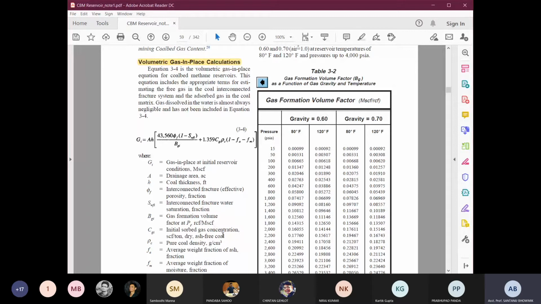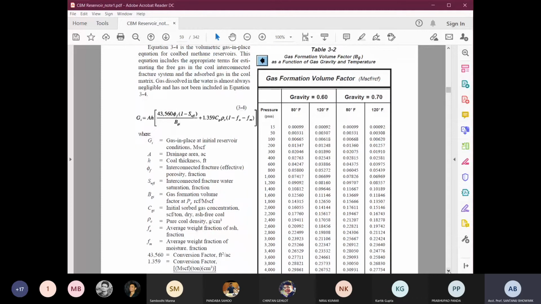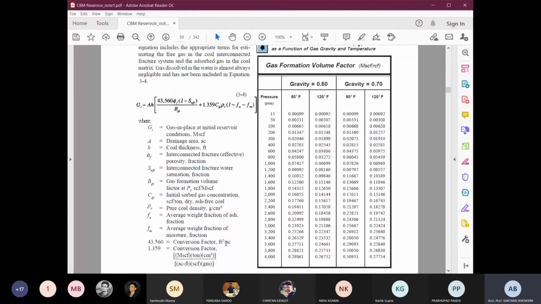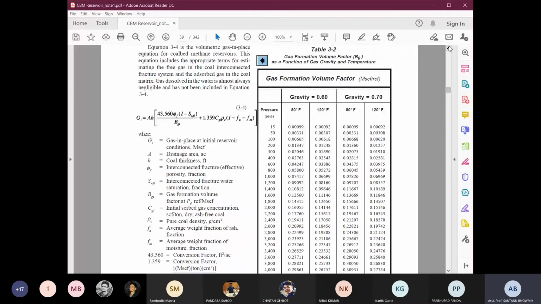And then coal density, the weight fraction of the ash in the total coal, the weight fraction of the moisture, and then some conversion factor, which changes from the imperial system to the CGS system. So these are some of the parameters by which we calculate the volumetric gas in place.